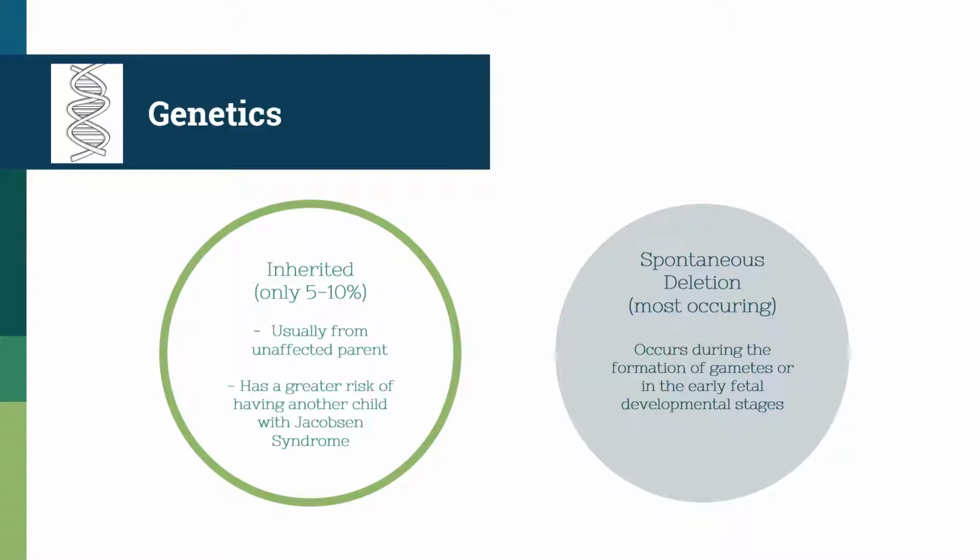Children who inherit an unbalanced translocation can have a chromosomal rearrangement with some missing genetic material and some extra genetic material. These chromosomal changes result in the health problems characteristic of Jacobsen syndrome. The most occurring cause of Jacobsen syndrome is the spontaneous deletion of chromosome 11. This occurs during the formation of the gametes, the egg and the sperm, in the early fetal developmental stages.